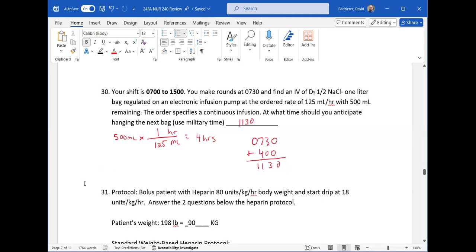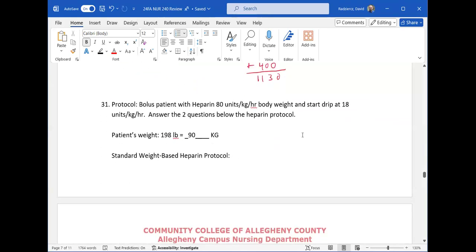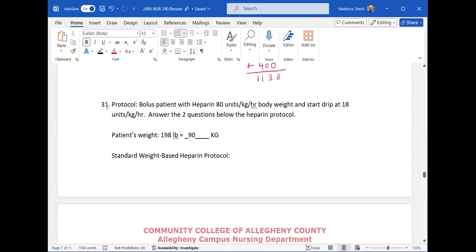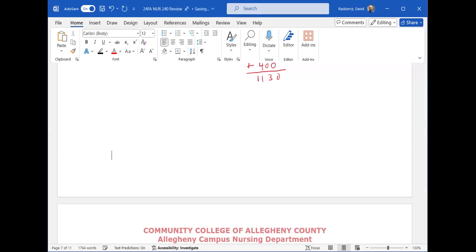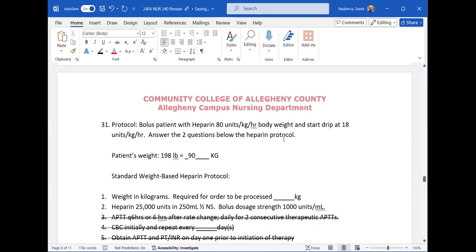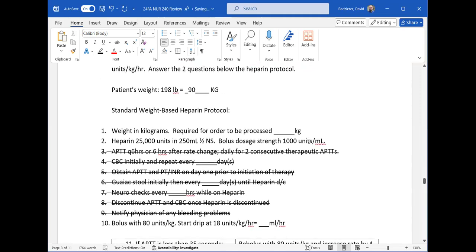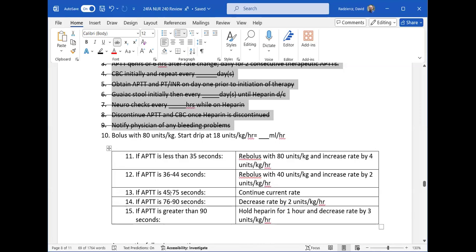I can do 31. Good. So looks like in 31, what I'm going to do is I'm just going to bring this down so it's all on one page. So this is your heparin protocol. Now you may remember from seeing this from previous semester or last semester at least, there's this whole thing 1 through 15 is a protocol. It's a heparin protocol. So if you do a Google search for heparin protocol, you're going to see these steps.